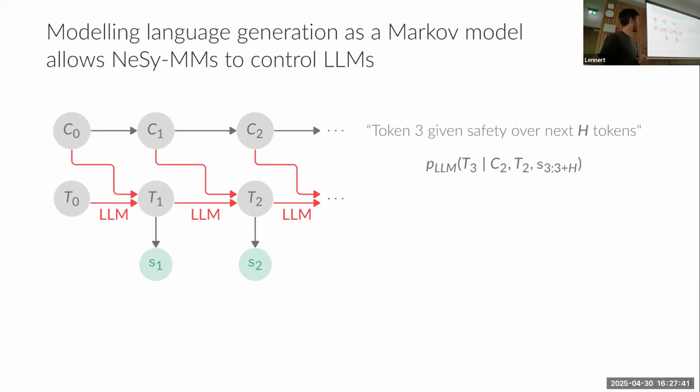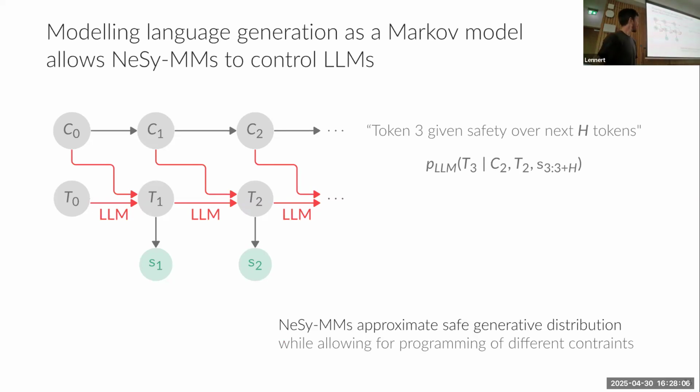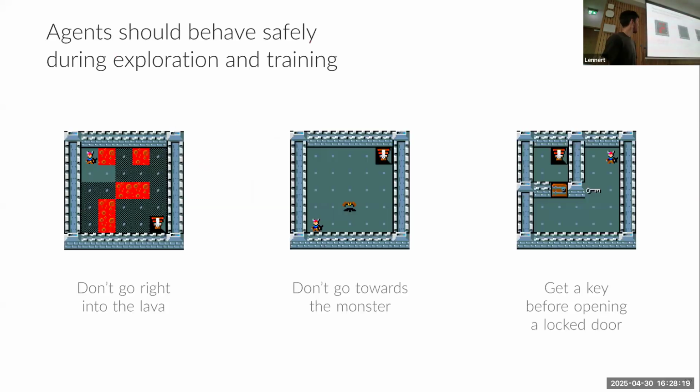And then what you want to ask is, what is the probability, according to the LLM, of predicting these tokens, given the context and the previous token, but then also a certain safety specification. A specification that you want to check at least H time steps, a certain horizon in the future, so that you can guarantee, okay, in the next H steps, profanity should not occur. And that probability distribution is what NeSyMMs approximate in an unbiased way, so you have that guarantee, or at least that statistical guarantee, and you also get the flexibility that we talked about before.